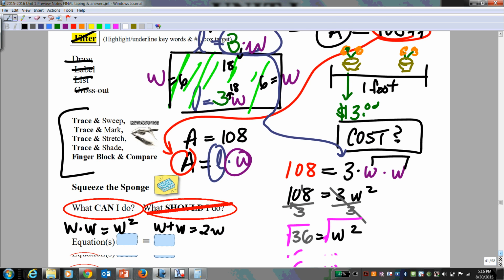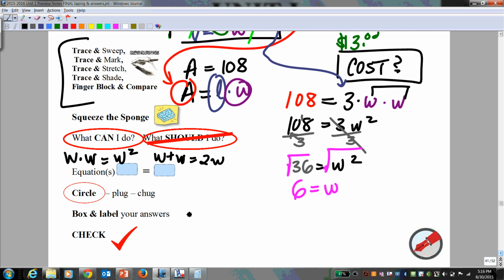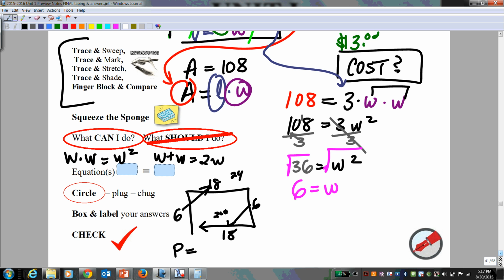Now we want border. Border is a perimeter concept. So draw a perimeter. And we have 6, 18, 6, 18. So we know that for our border, we just add this up, 6 plus 18, 24, 24. So our perimeter is going to be 48 feet.